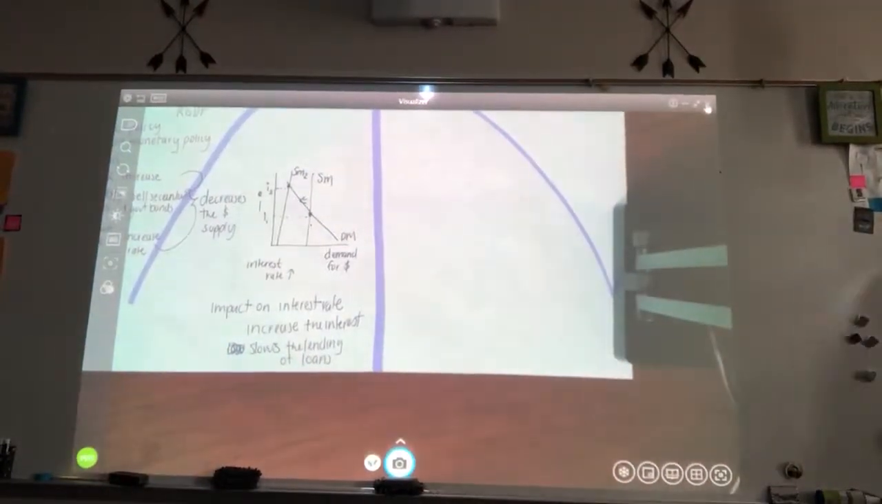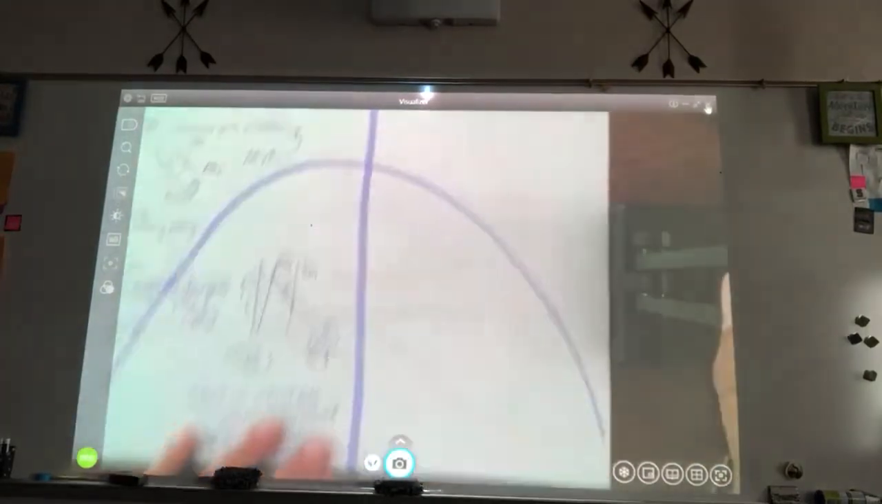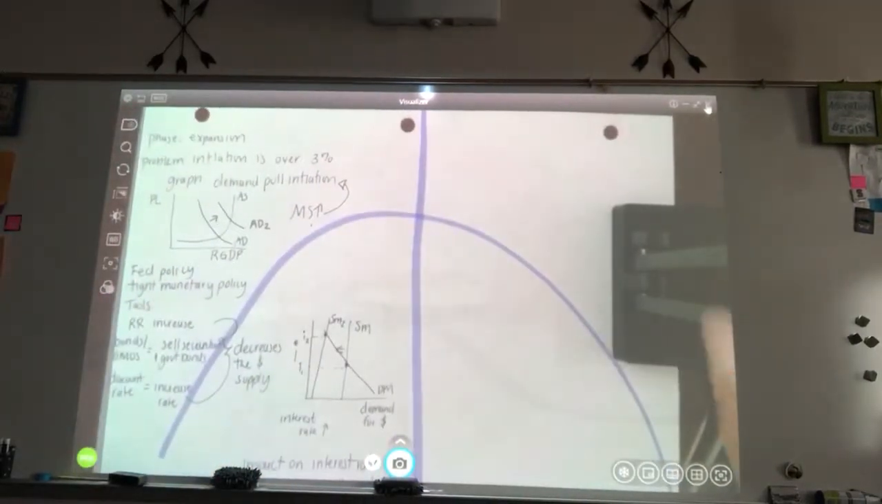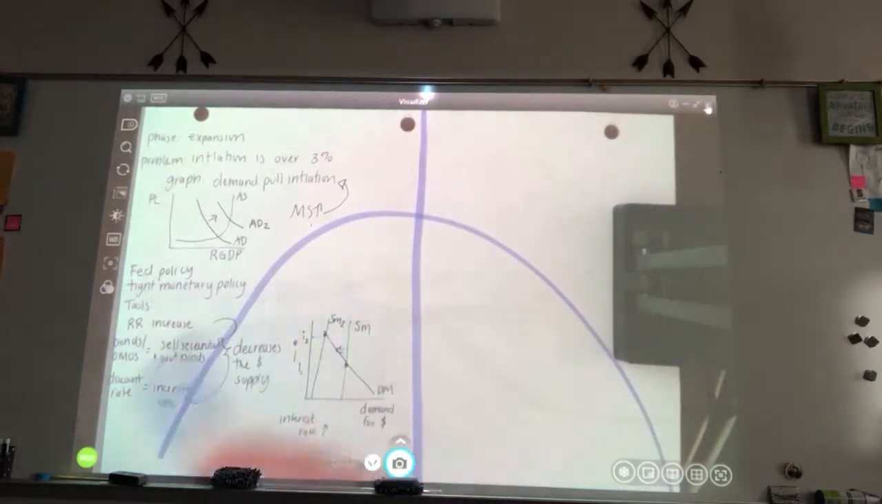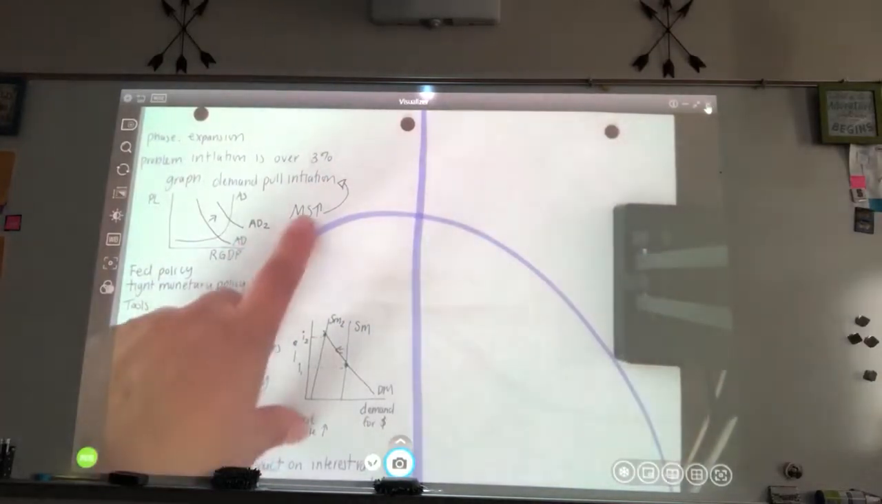So let's go back and run through our monetary policy. What we're going to be looking at is this side of the business cycle, which is the expansion. And we know in an expansion our problem is demand pull inflation, that we have too many dollars chasing too few goods. So when the Fed looks at this, they're like, oh, there's too much money out there, right?